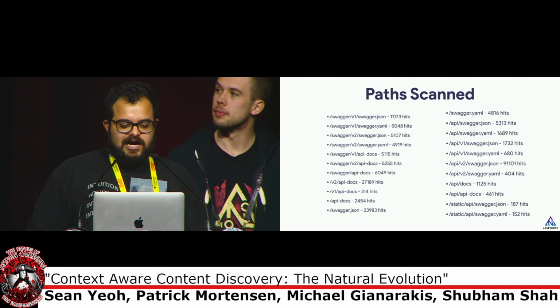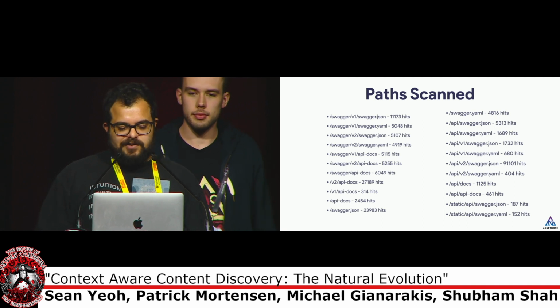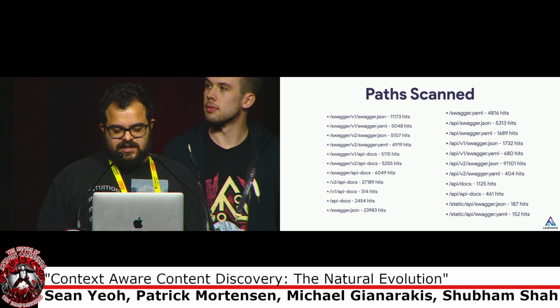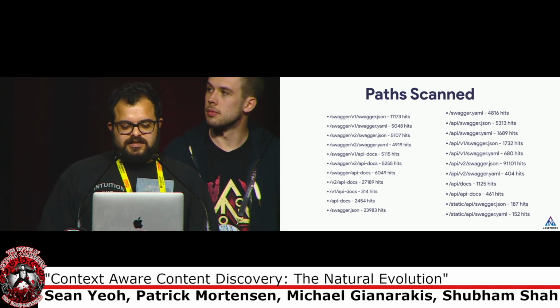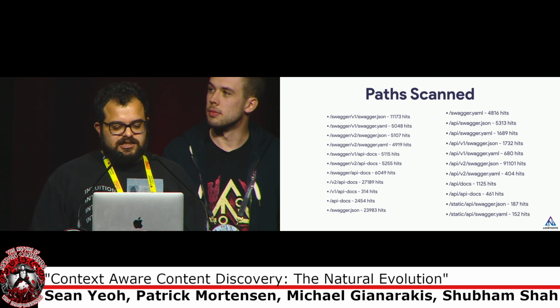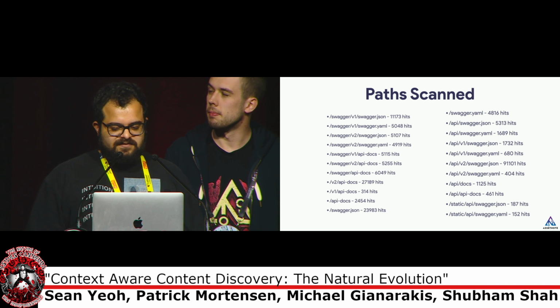So these are the paths that we scanned and the number of hits that we had. You can see that some routes are much more popular than others. Like, for example, V2 API docs had 27,000 hits, and API V2 swagger.json had 91,000 hits. These statistics are before we have done our deduplication. So these are just the raw statistics from the internet-wide scans.